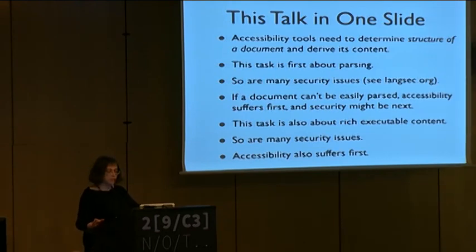In one slide, accessibility tools need to figure out what's in the document. They need to determine the structure of a document and then to derive its content. So this is about parsing of your digital content. Many security issues are also about parsing of the documents. And if you have a document format that cannot be easily parsed, then the first people to notice it are the accessibility community. The security problems will likely come next.